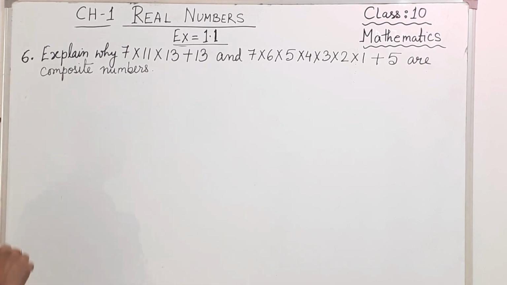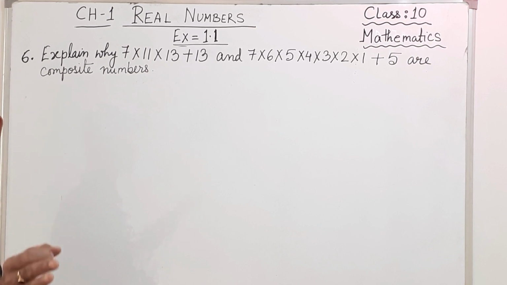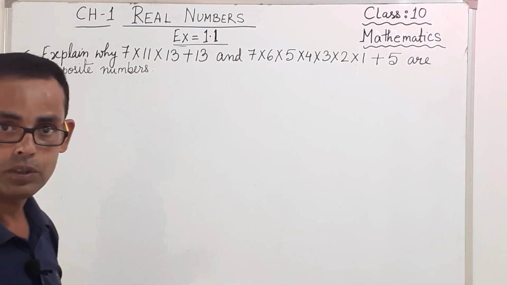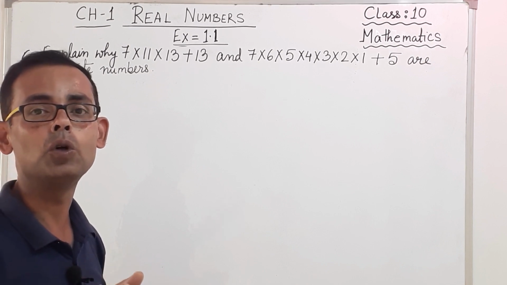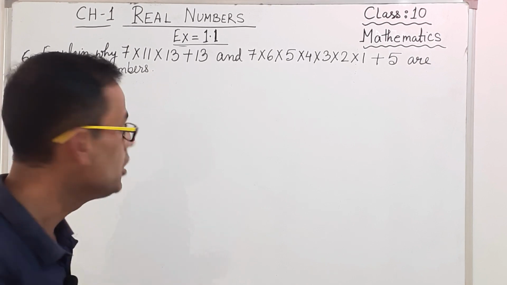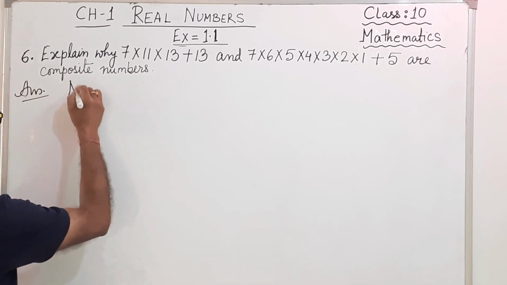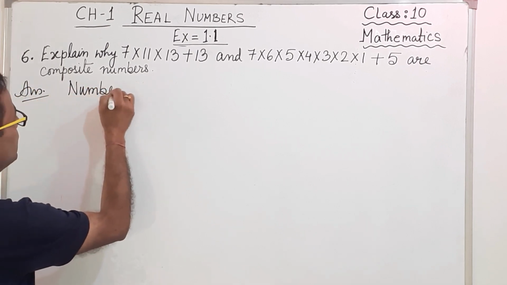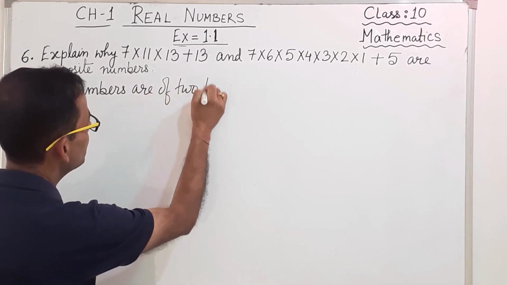So to know whether it is a composite number or not, we have to know what composite numbers are. And to know the composite numbers, we have to know what prime numbers are. So what we can say, answer: numbers are of two types.